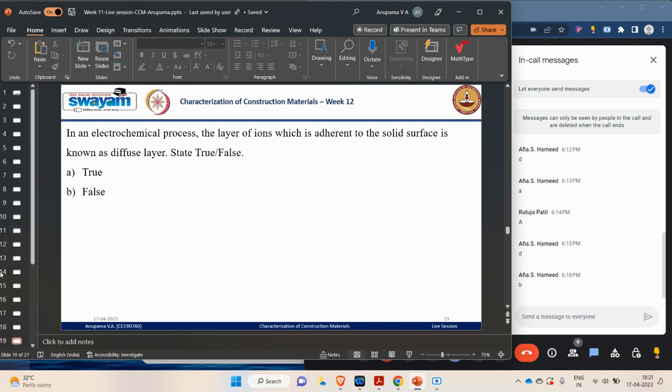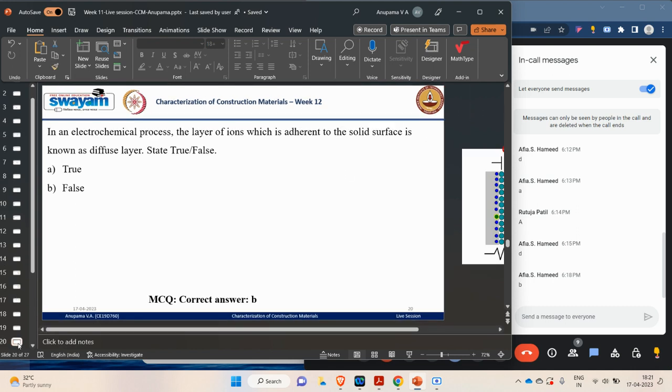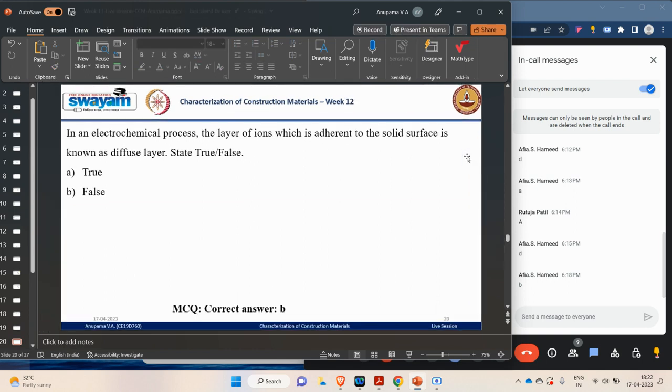Okay. So the correct answer is option B, false. Why? Because the diffuse layer is the second layer which is farther from the solid surface. Stern layer is the layer which is adherent to the solid surface. So if there is a solid, the layer adherent to the solid surface is the Stern layer. After the Stern layer, there is a diffuse layer. So in between the diffuse layer and the solid surface lies the Stern layer. So the correct answer is option B, false.